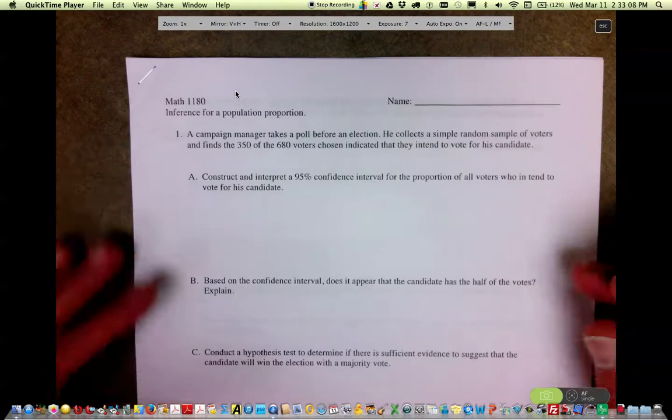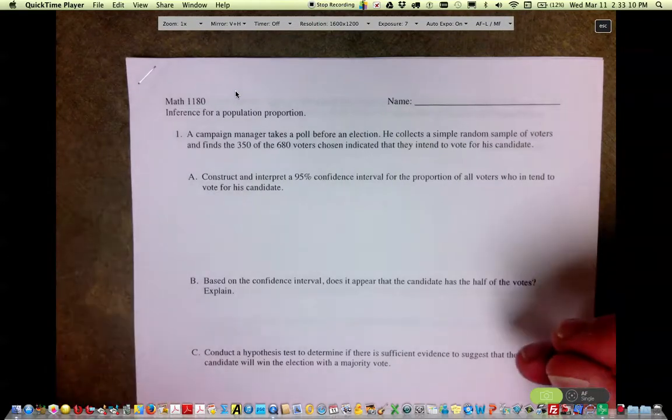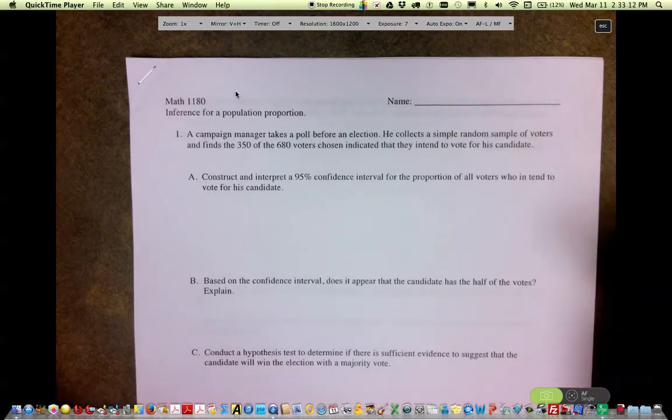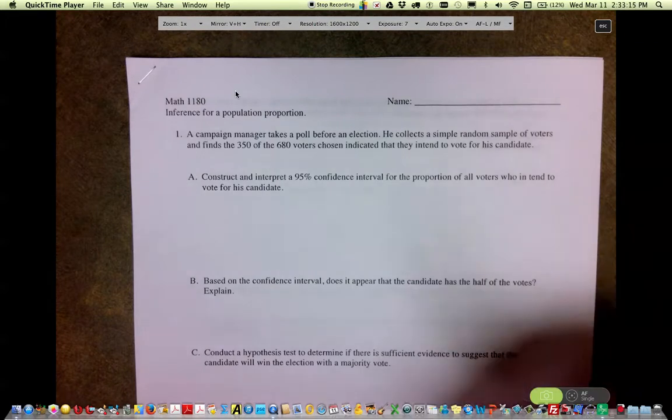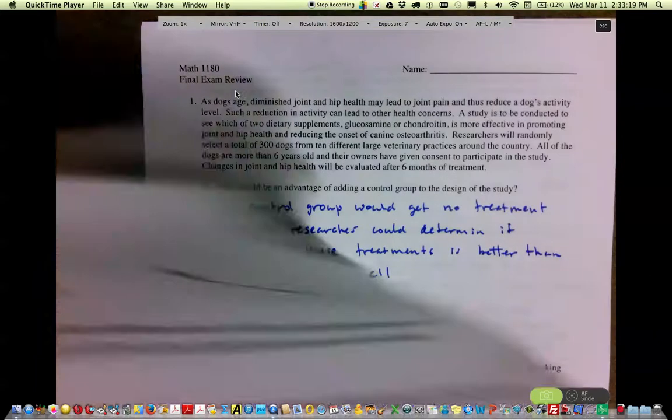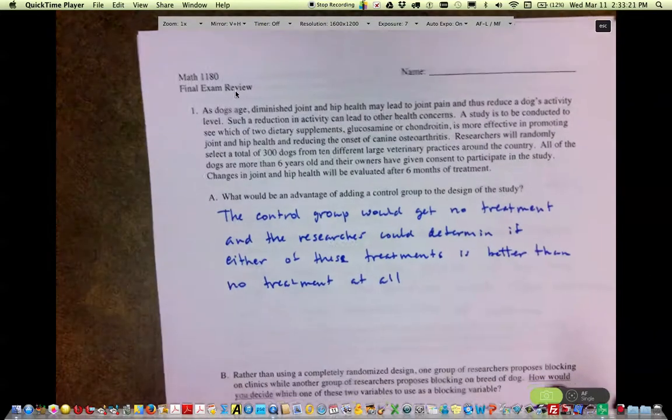Okay, so that finishes up the packet that we worked on last night in class. Now I want to go through and give you solutions and give you some commentary on the final exam review that I gave you last night. Some of these problems I've got worked out, and some of them I'm going to work out with you.